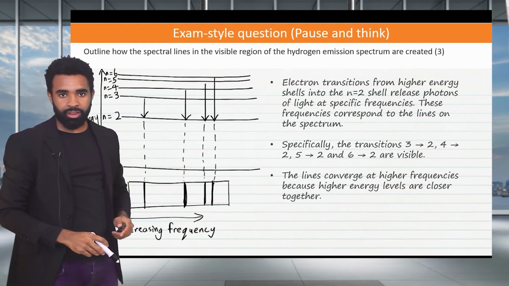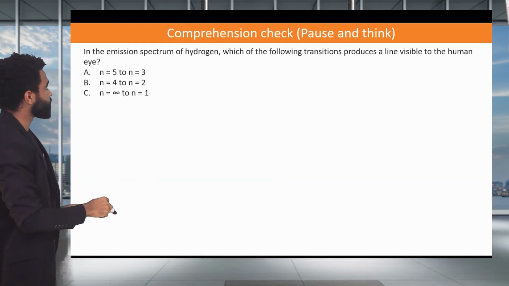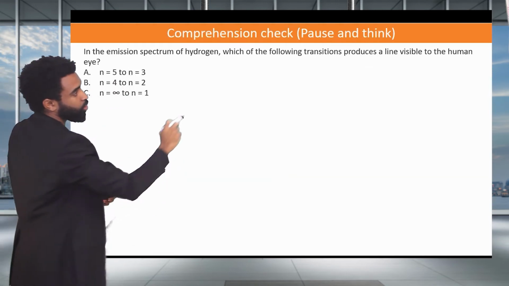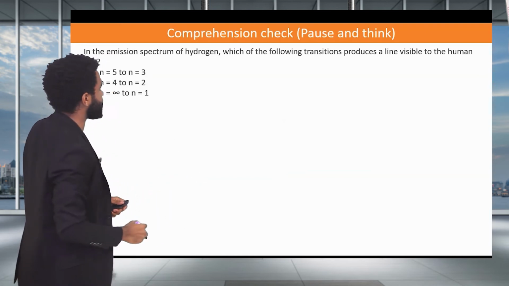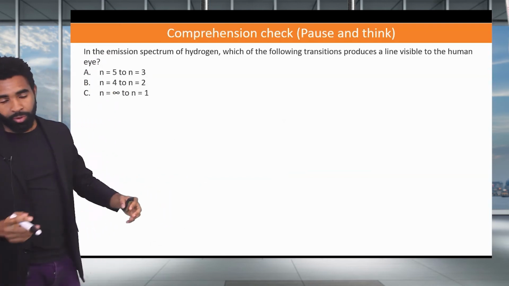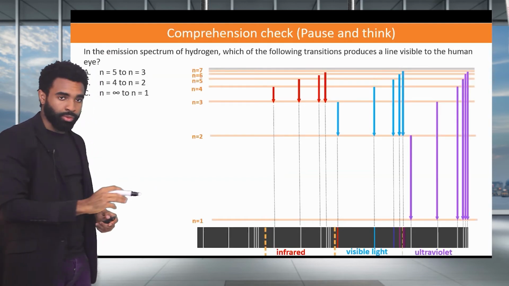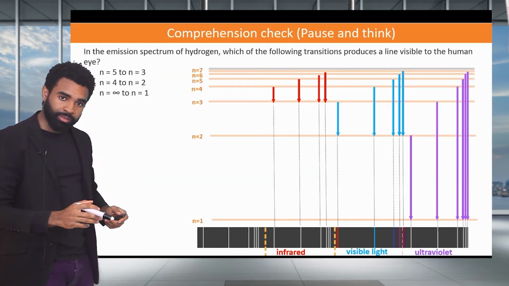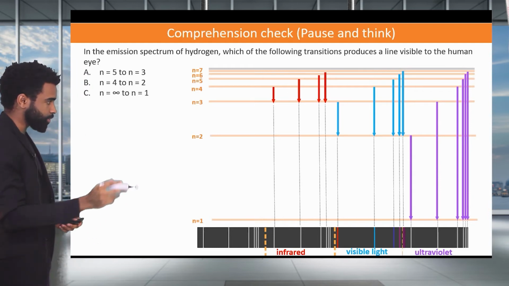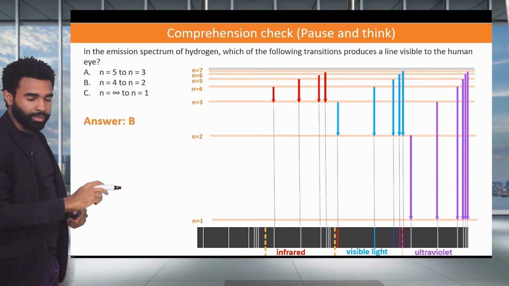I draw the actual emission lines, show how they correspond with the energy levels, and explain it in a few short points there. Another question for you. In the emission spectrum of hydrogen, which of the following transitions produces a line visible to the human eye? Again, pause, think about it. In 3 seconds, I show you a clue. Pause again, think about it. In 3 seconds, I show you the answer. Pause again if you want to process that.